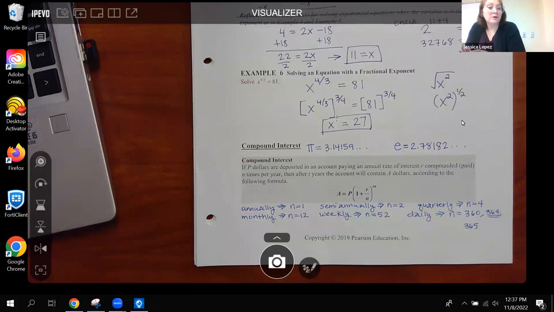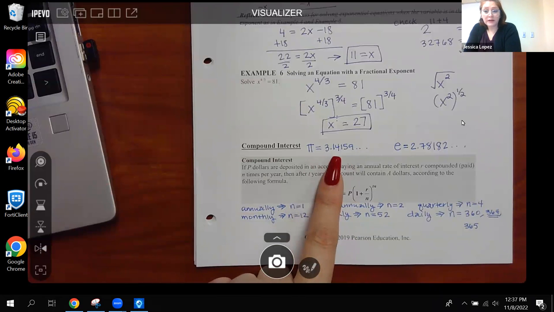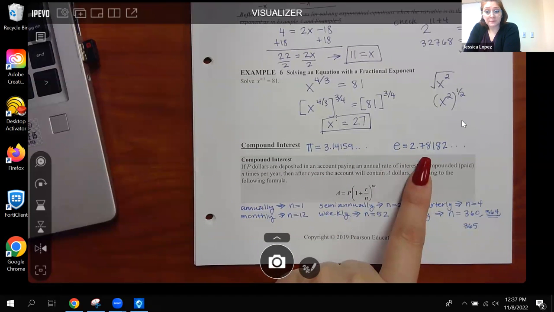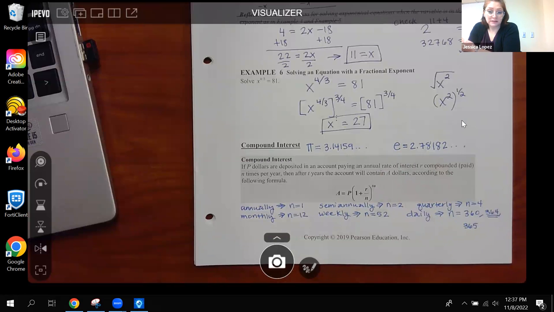So I'm going to tell you what all these letters represent, and then I'm going to give you some advice on one of the numbers, okay? Now, we have to remember that pi is 3.14. Eventually, we're going to talk about another number called e, and it's about this number here. But we have a whole lesson on it, so we'll see that number come up again, okay?